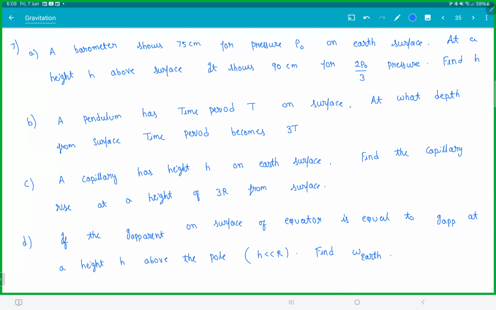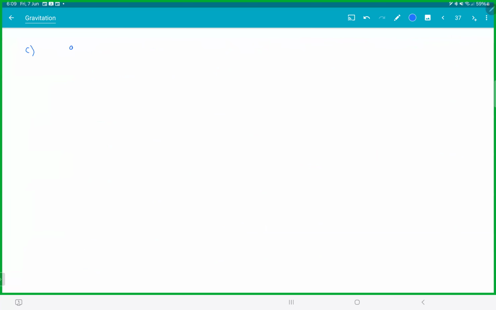The next one. So G apparent is G by (1 plus H by R) whole square, with H as 3R. That is 1 plus 3, 4 square, so G by 16. And we know the height of the capillary is 2S cos theta by rho G R, so proportional to 1 by G. Therefore, the height becomes 16 times, assuming you have enough length of the pipe. If you don't have enough length, you know what will happen? Tube of insufficient length.